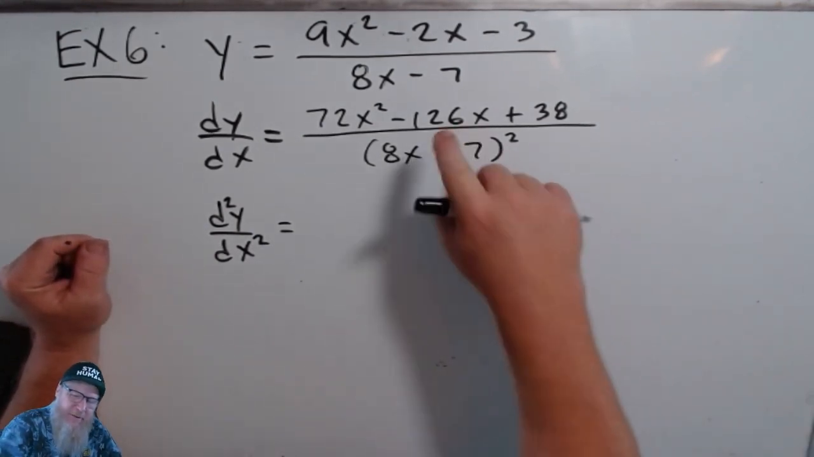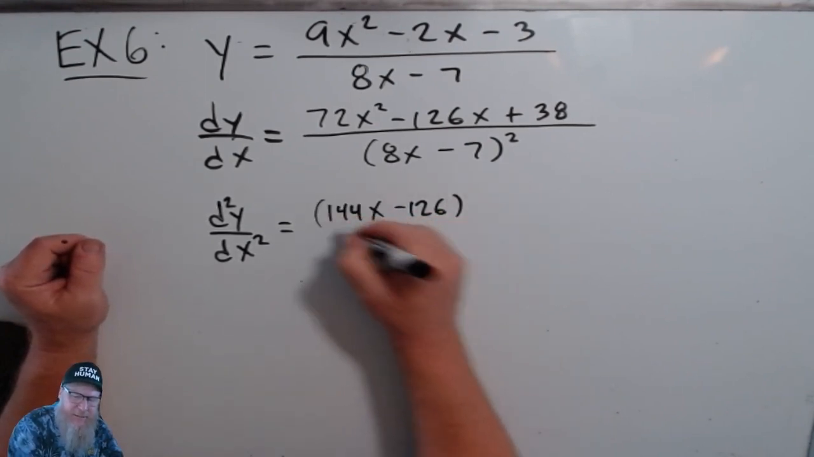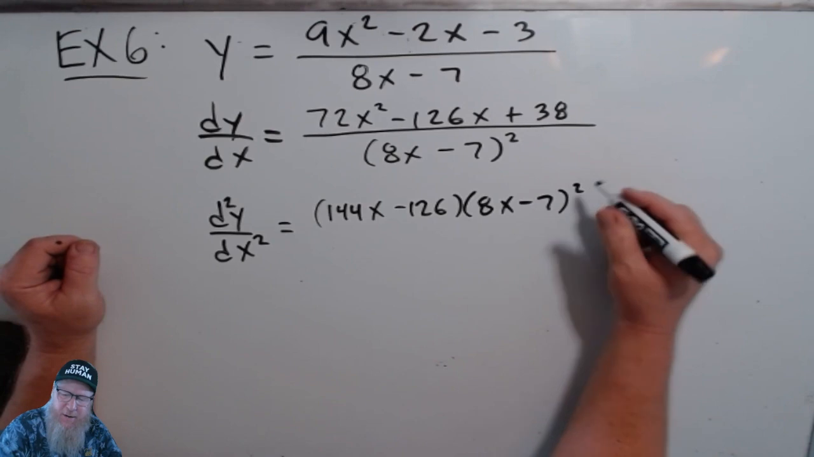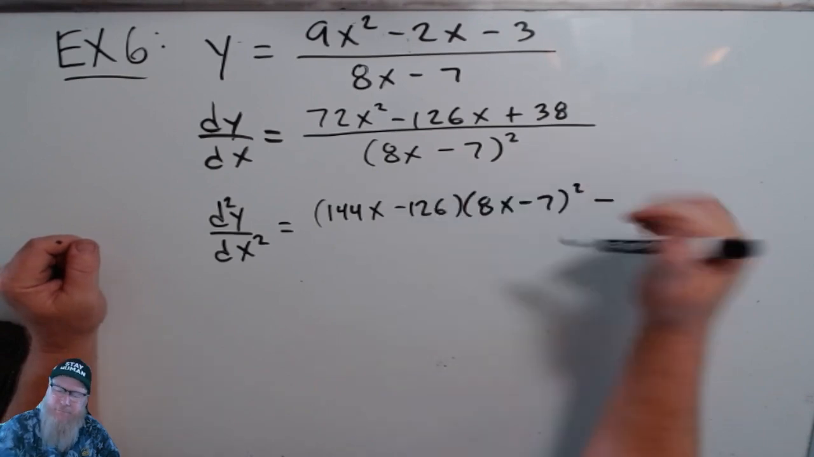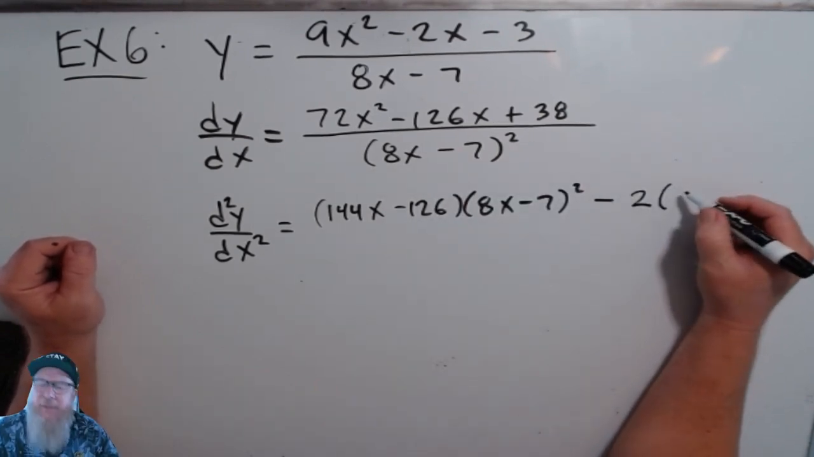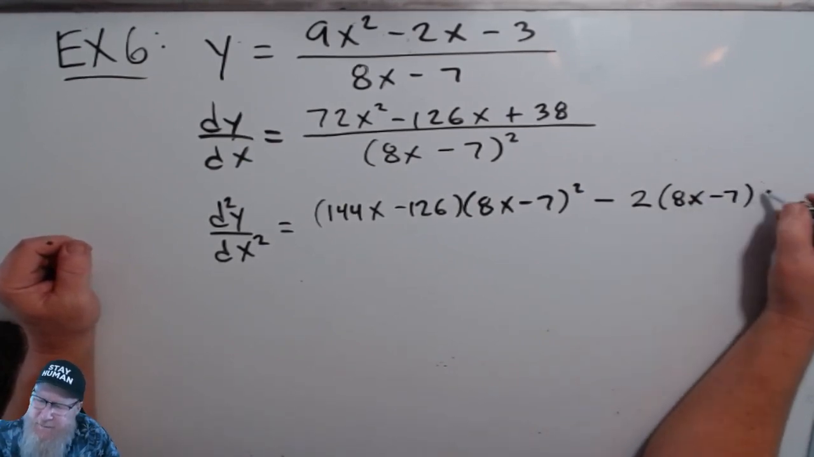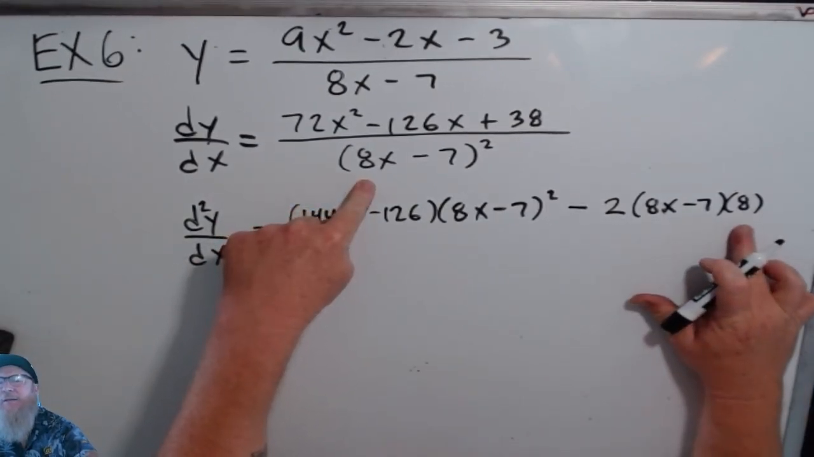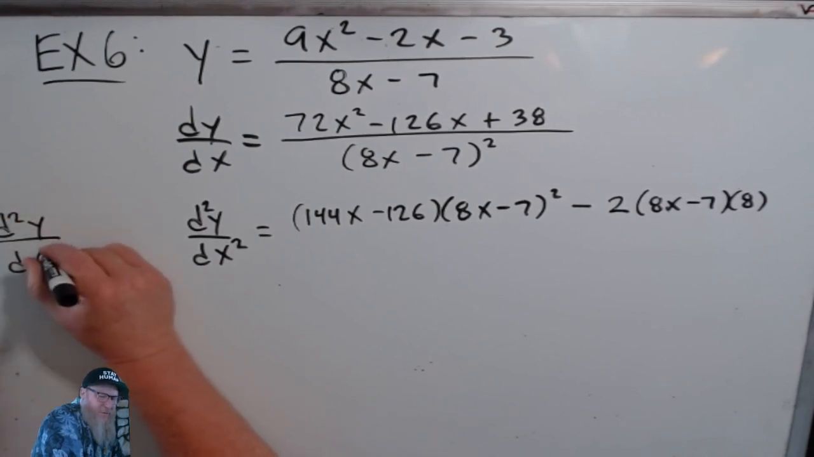All right, so the derivative of the top, 144x minus 126, times the bottom, 8x minus 7 squared, minus the derivative of the bottom. That's 2 times 8x minus 7 times 8. Yeah, I've got a chain rule here. Oh no, I'm all out of space here. Let me scooch this over a little bit.